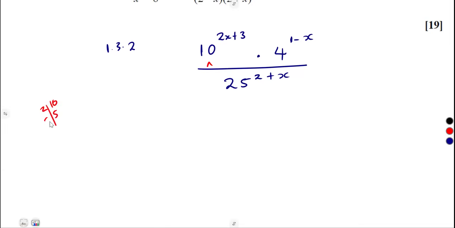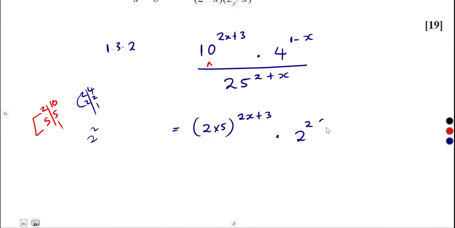2 into 10, that's 5. 5 into 5, that's 1. So 10 is same as 2 times 5, in its simplest form, as a product of its prime factors. We expanded the 10, so everything, which is 2 times 5, is raised to the exponent of 2x plus 3. Multiply 2. The 4 as a product of its prime factors, guys, that's 2, 2, 2, 1. So that's 2 times 2, which is 2 squared. So we have got 2 squared to the exponent of 1 minus x. Everything that we are given here is over 25, the same.